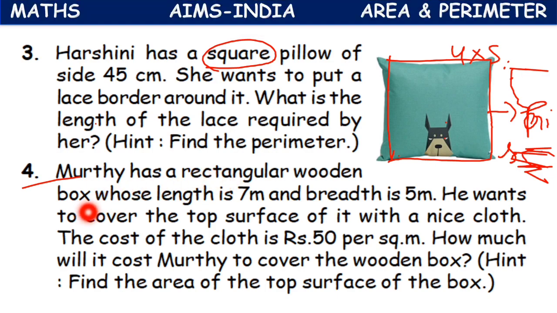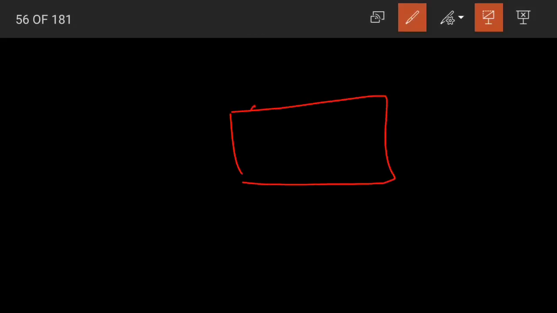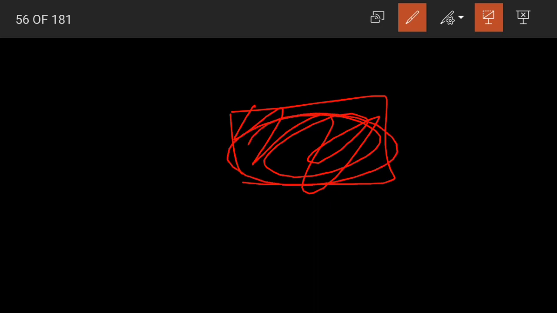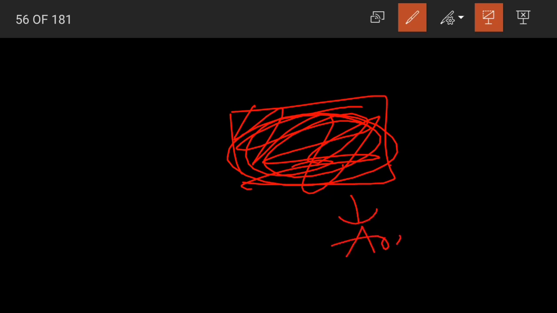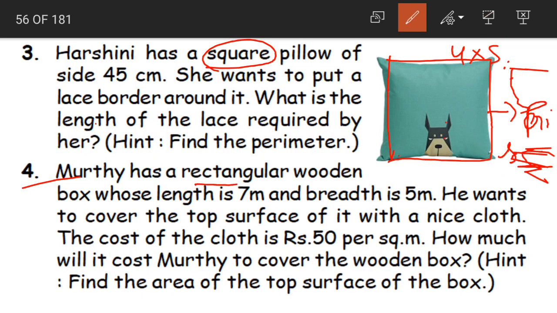Now coming to question 4. Murthy has a rectangular wooden box whose length is 7 meters and breadth is 5 meters. He wants to cover the top surface with a nice cloth. See here the table. He wants to cover the entire top surface with the cloth. So we are talking about the entire surface. So we need to calculate the area. Area of rectangle is L into B. Length is 7 meters and breadth is 5 meters.